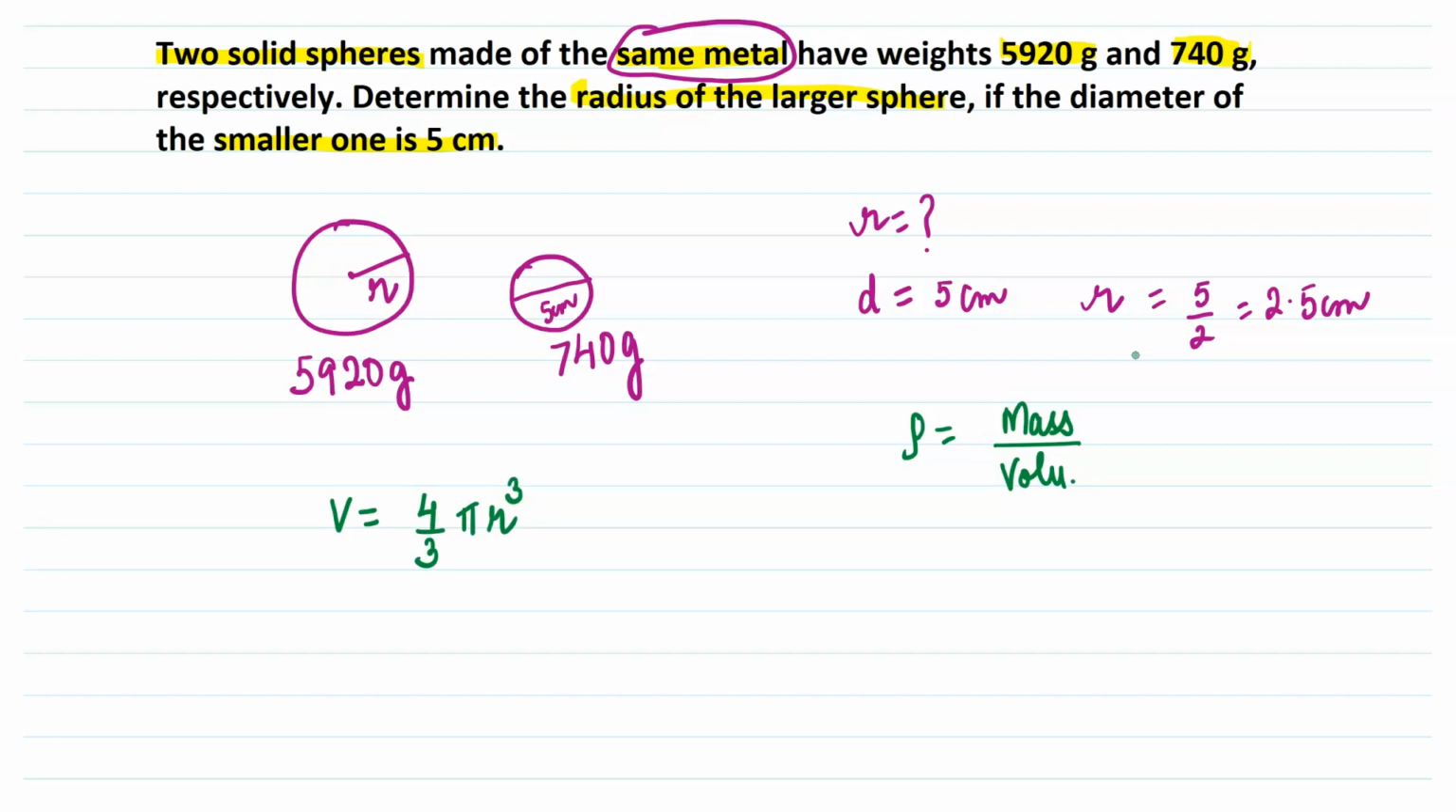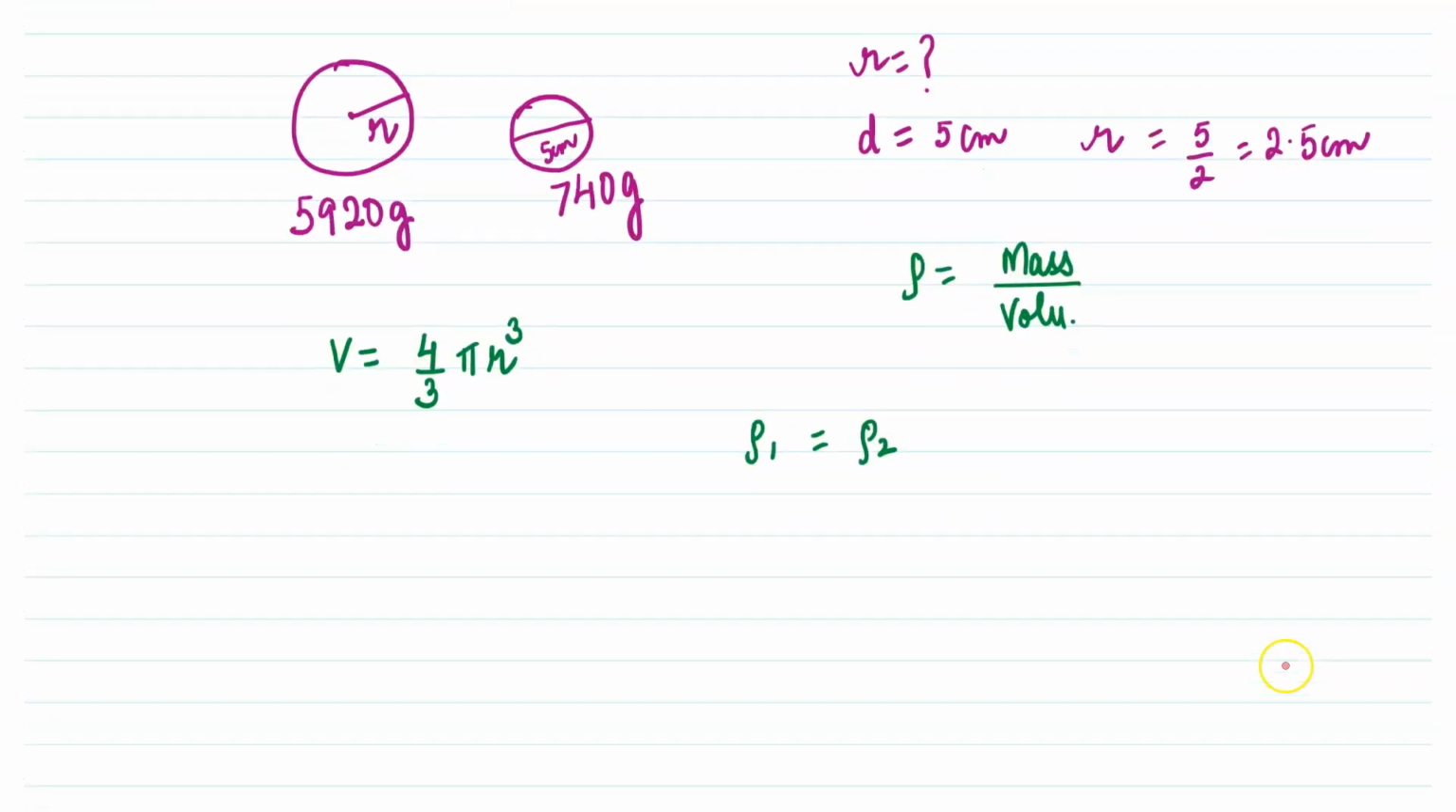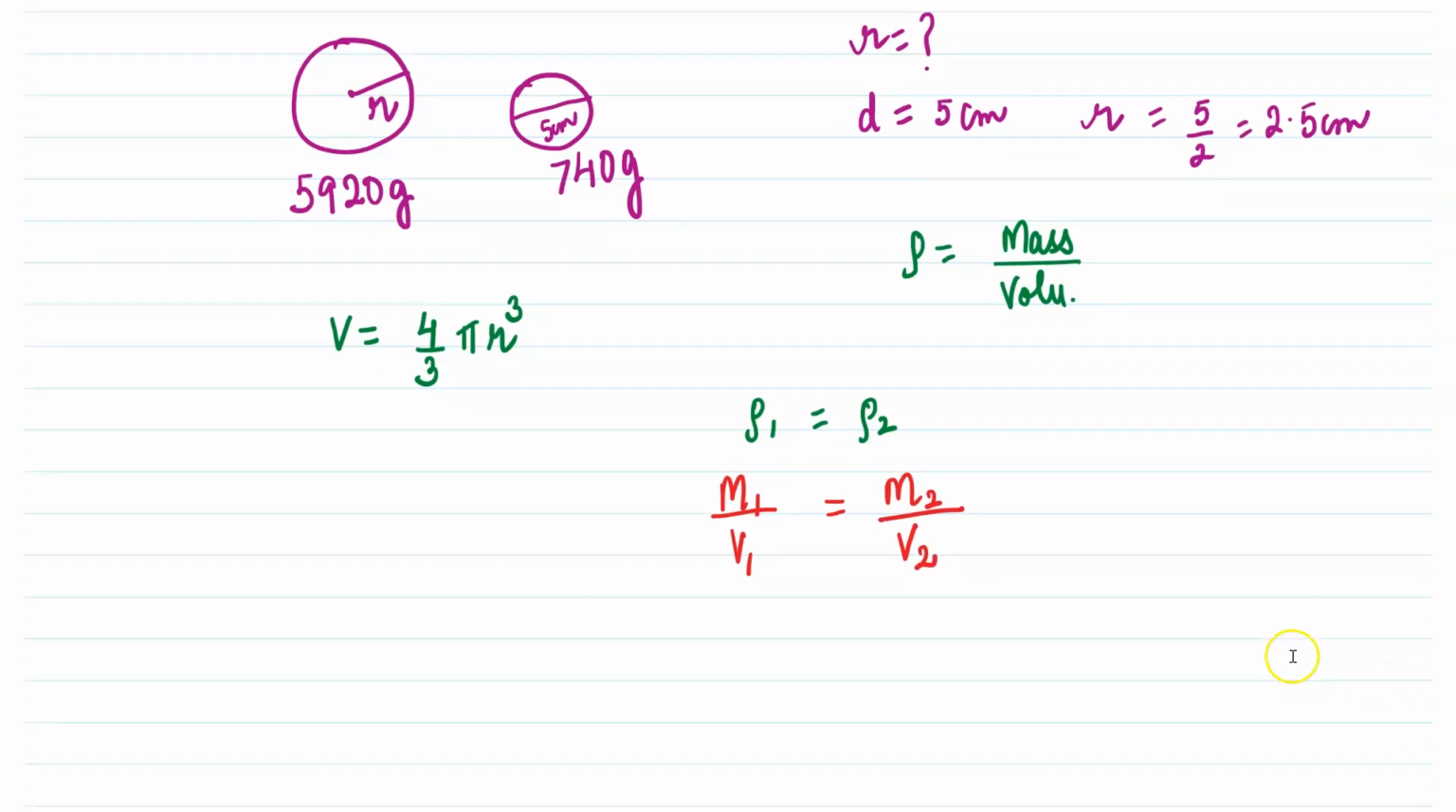Now, the density of both of them will be same. So we can write rho 1 should be equal to rho 2. That is, the density of the first sphere should be equal to the density of the second sphere. So, the first one, the density should be m1, that is the mass of the first sphere, and v1, the volume of the first sphere, should be equal to mass of the second sphere divided by the volume of the second sphere.